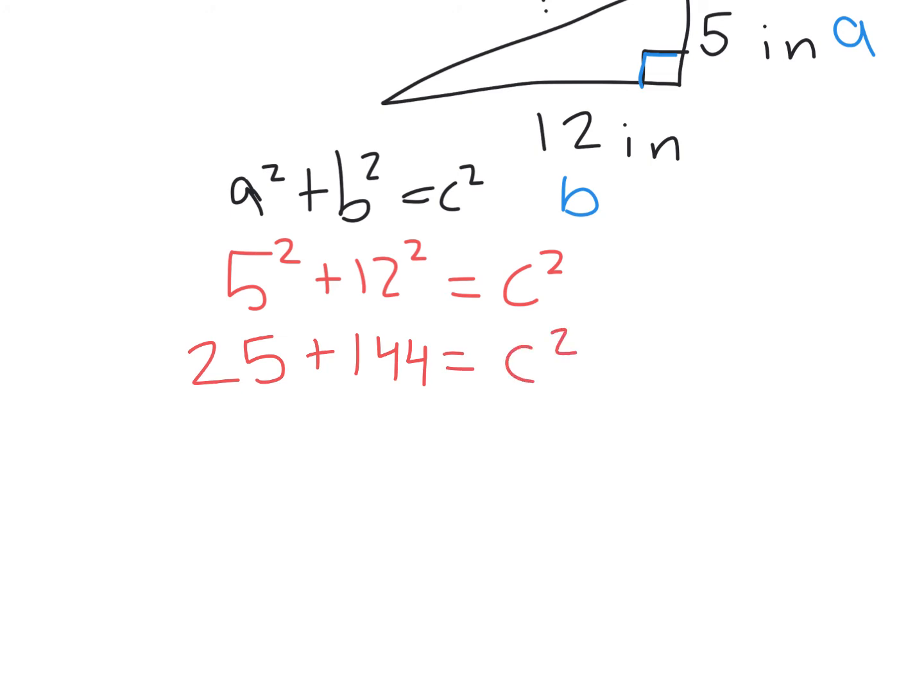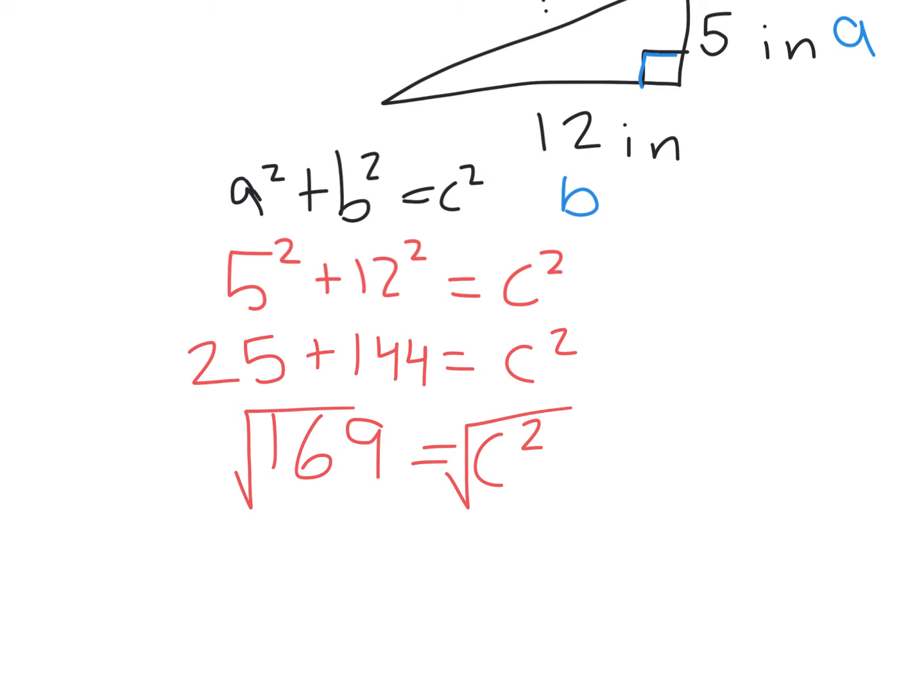Now we're just going to add these two numbers together. So I have 25 plus 144 is 169. You can put that into a calculator instead of doing the addition if you'd like to. And then we know that that's equal to C squared. Now we don't want to know what C squared is equal to. We want to know what C is equal to. So I'm going to take the square root to undo that squared. And if I do it to one side, I need to do it to the other.